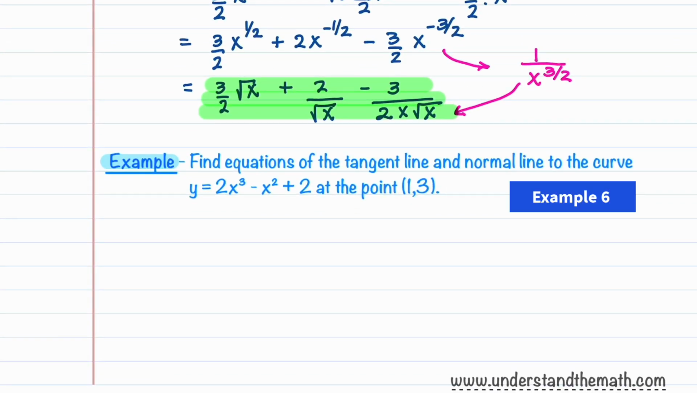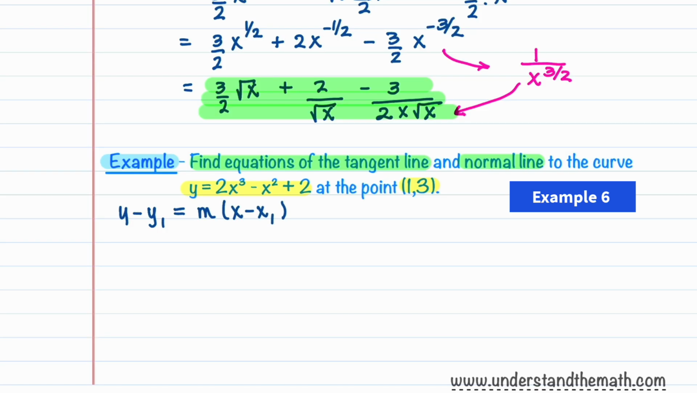In this example, we are going to find equations of the tangent line and the normal line to the curve y is equal to 2x cubed minus x squared plus 2 at the point 1, 3. I'm going to start by finding the equation of the tangent line, and let's write down what that equation looks like. That equation looks like y minus y1 is equal to the slope times x minus x1.